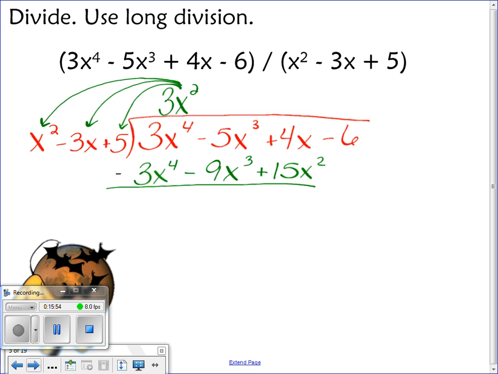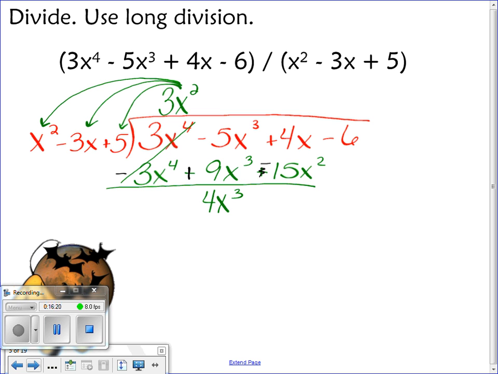Bree just noticed something. You're right. Yeah, they just all come down with you. So your 3x to the fourths, gone. Negative 5x cubed plus 9x cubed, 4x cubed. Be very careful.